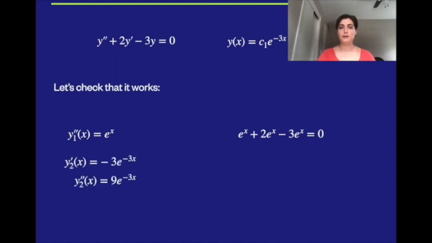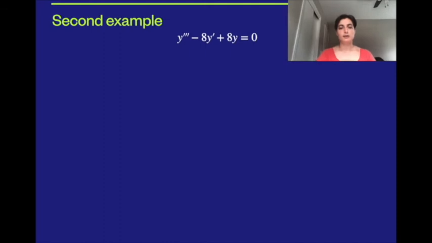For e to the -3x, we have to be a bit more careful calculating the derivatives. But if we plug it in, we have e to the -3x appearing 3 times. We don't care about that term, we just have to check that the coefficients in front sum up to 0. So we have 9 plus 2 times -3, that comes out to be actually 0. So yes, the thing we found is indeed a solution.